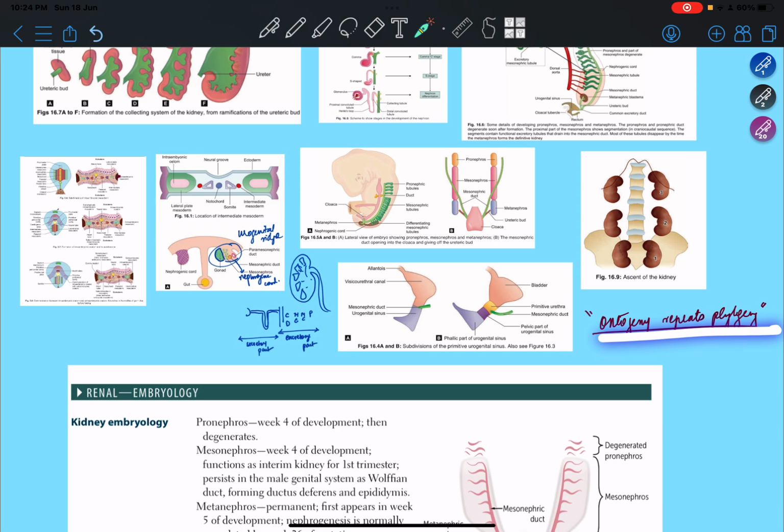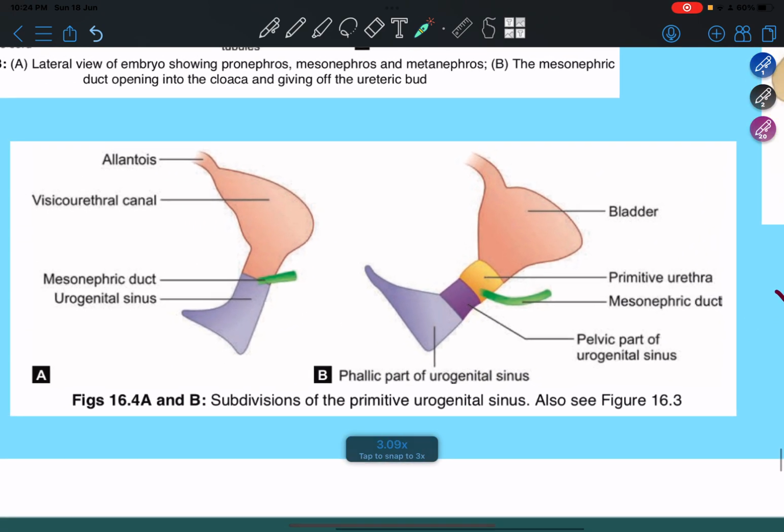Last thing before we actually get into the video is this. So we have our midgut, hindgut, all of that.